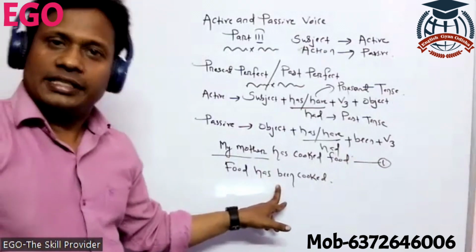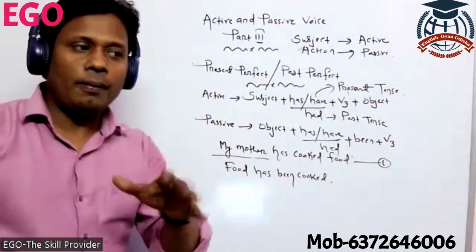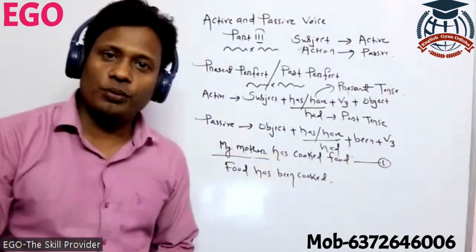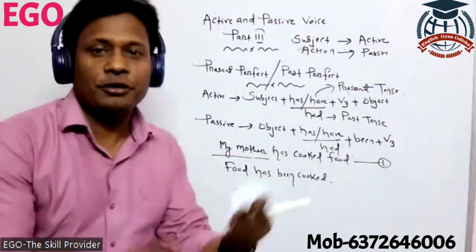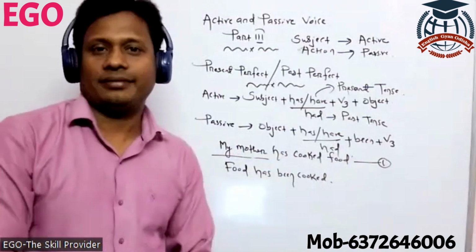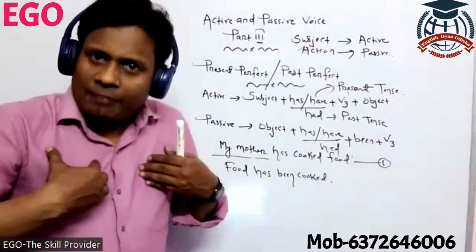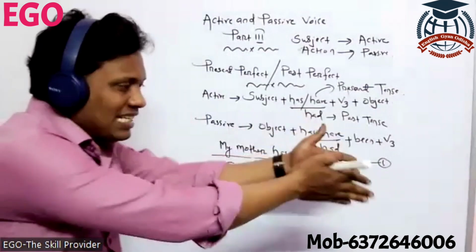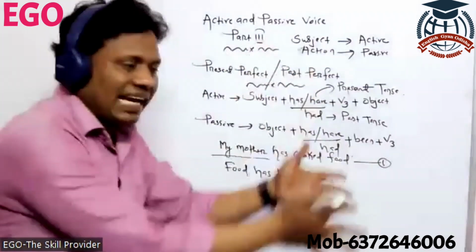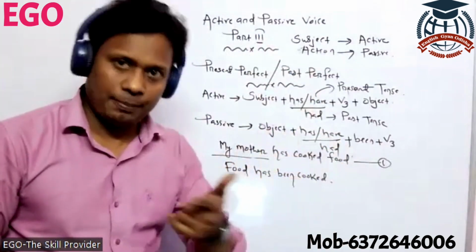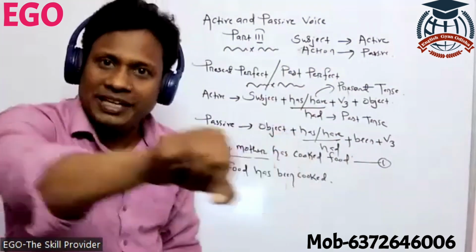Check it out. Suppose your bike has been repaired. Then what will you say? Sir, the bike has been repaired. You can take it. The bike has been repaired. I have repaired the bike. My boys have repaired the bike. Or the mechanic has repaired the bike. Sir, your bike has been repaired. Your bike has been repaired.